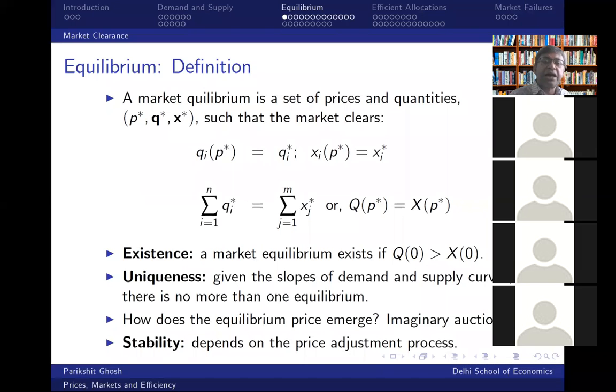So what is a market equilibrium? It's a price and two of these quantity vectors, demand vectors and supply vectors, which have the following property: at this price, the demands of the consumers are precisely these quantities, and the supplies of the firms are these quantities. Moreover, the sum of the demands equals the sum of the supplies, so aggregate market demand equals aggregate market supply. The notion of equilibrium involves the search for a price where this equality happens.